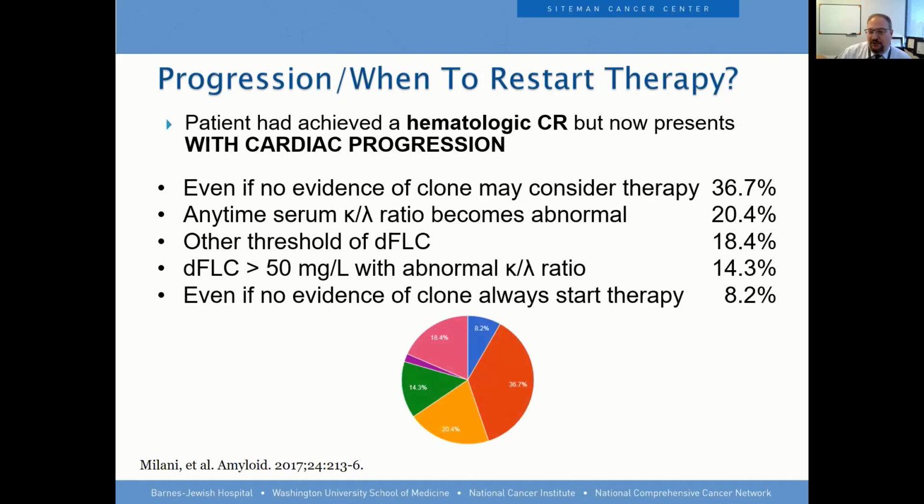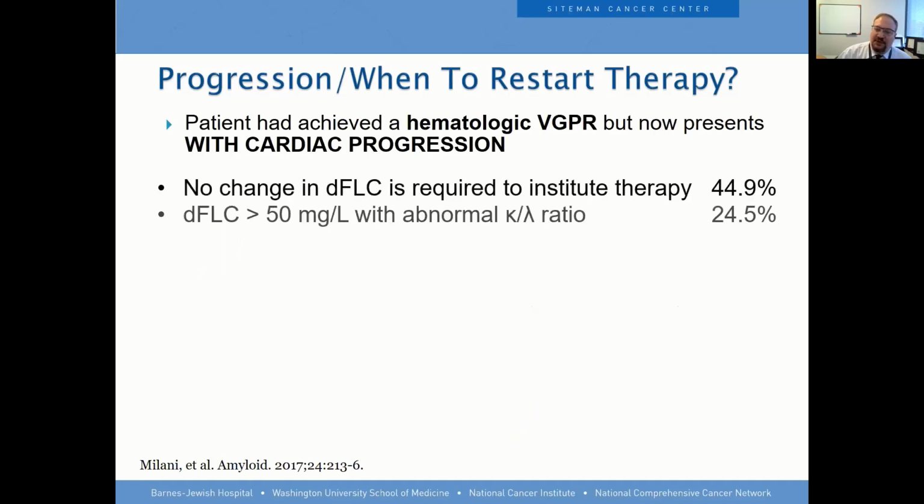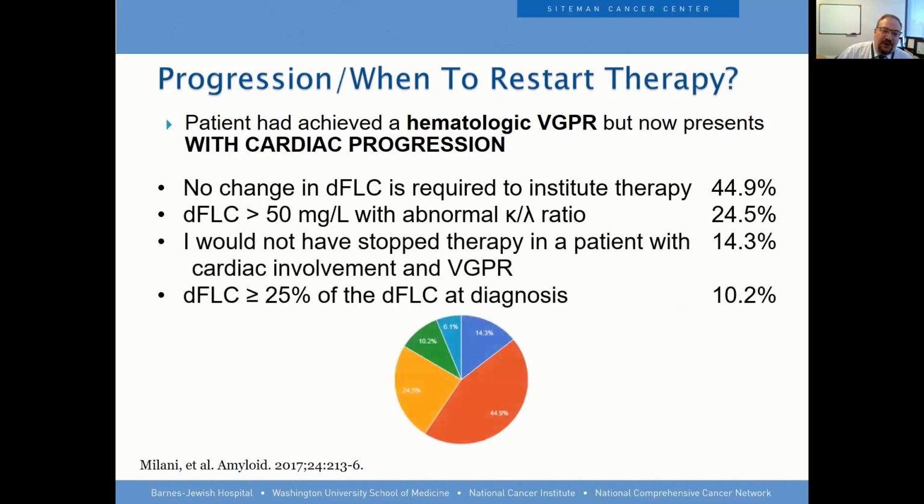What you'll see is that there's not a single right answer. About a third of specialists said they might treat this patient just with cardiac progression, but most would want to see some changes in their paraproteins or light chains, and again, the criteria to decide someone needs therapy are all over the place. And because of time, I'm going to skip this. It's just a similar question about patients who had a VGPR.